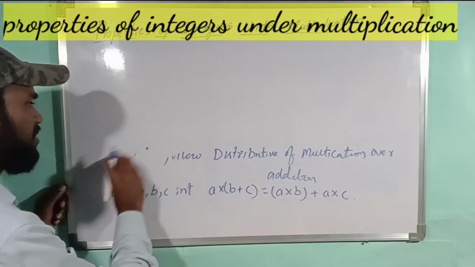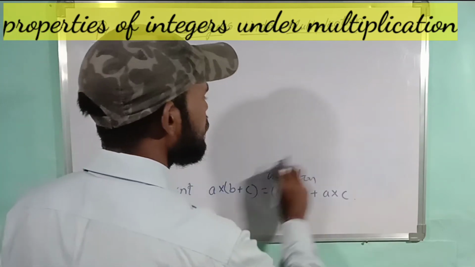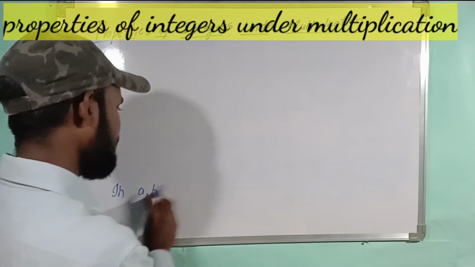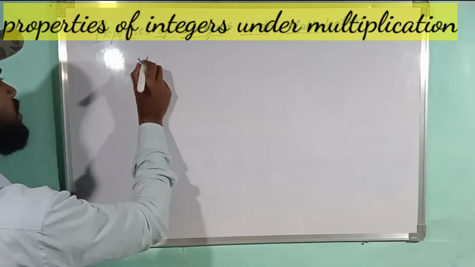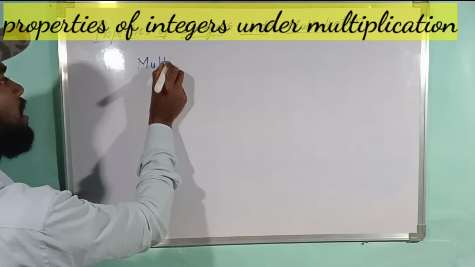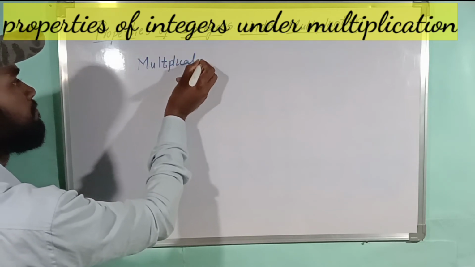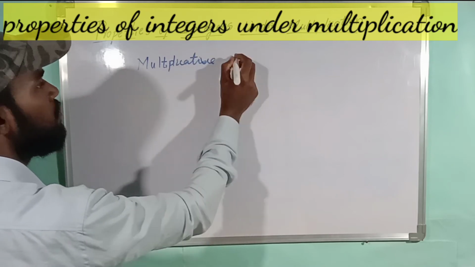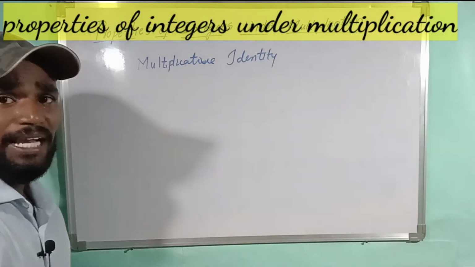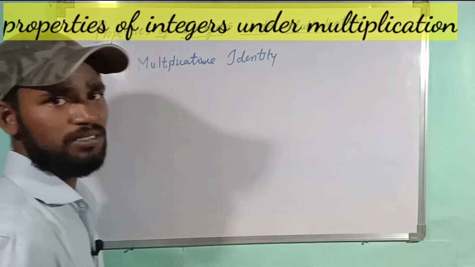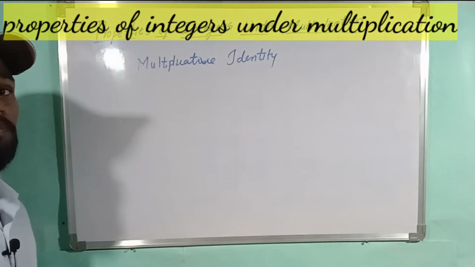Already we learned additive identity. What is additive identity? Anyone remember? Now we are going to learn about multiplicative identity. So what is additive identity? 0. Yes or no? Yes. So now we are going to do multiplicative identity.